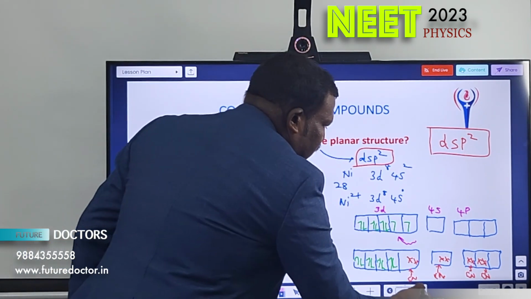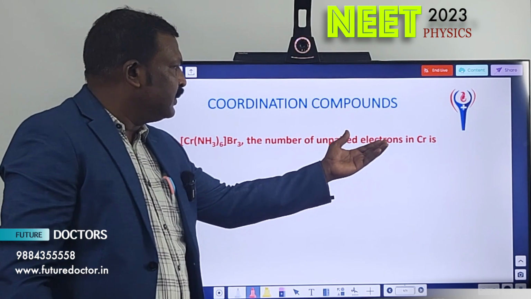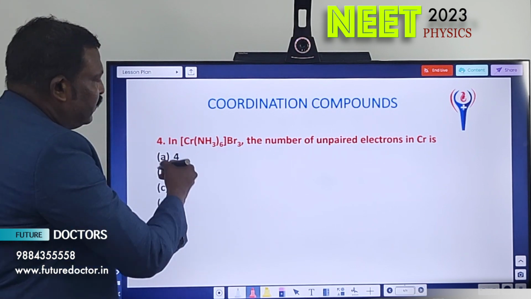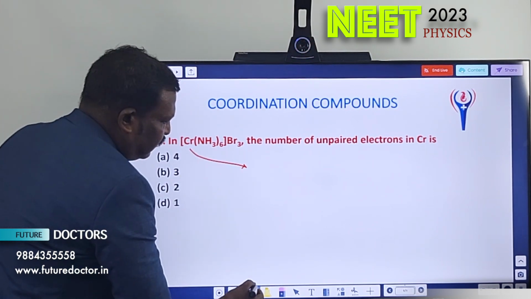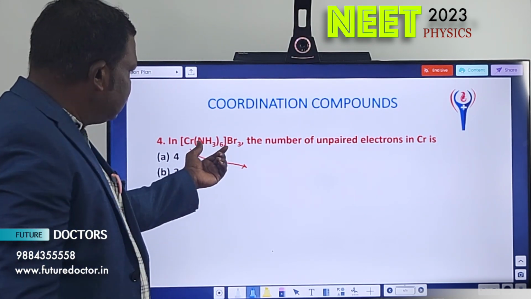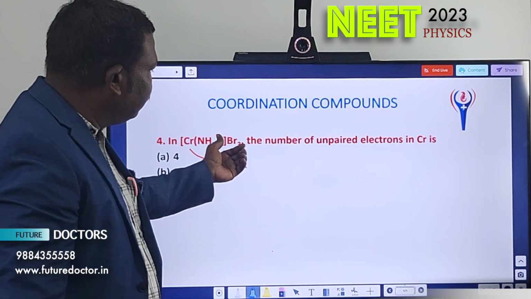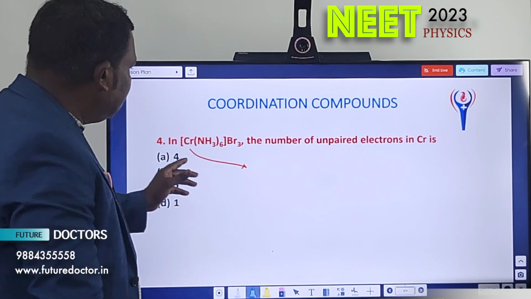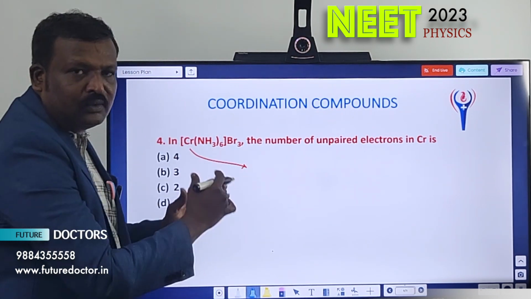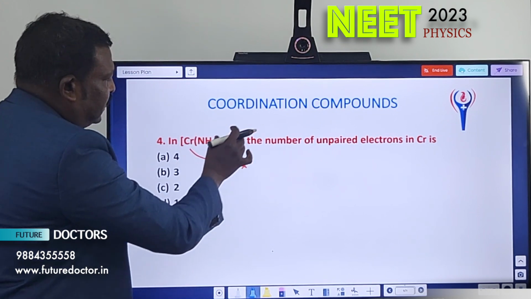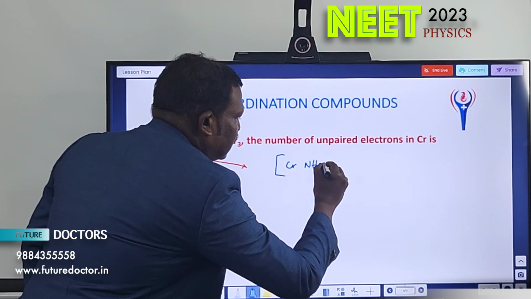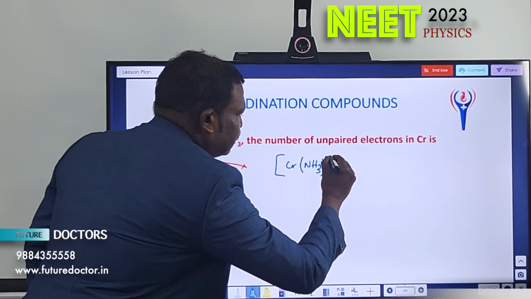Understood? Next one. See, they're asking the number of unpaired electrons. Simple one. Here also, the atomic number is very important. See, chromium. First find out the X value. Until now we studied two complexes, and both were neutral complexes. But here a cation is also present and an anion is also present. First of all, split the complex into two parts: first always the cation, next always the anion. So how to split this one? Cr(NH3)6.